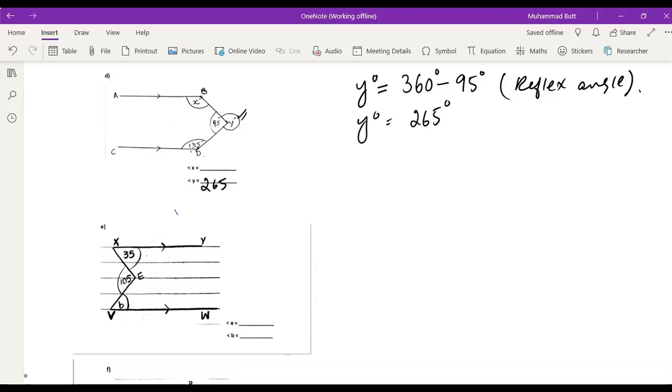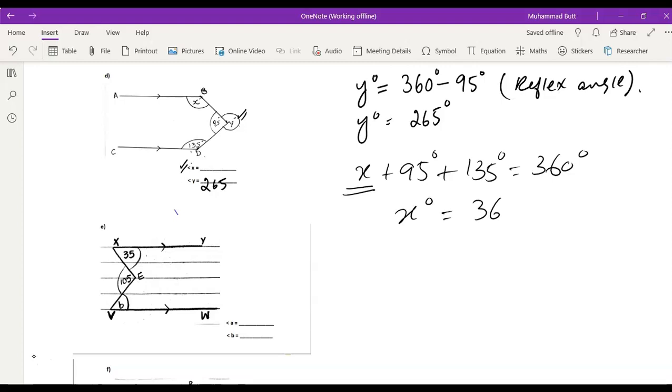Now we'll find out the value of angle X. As we know that X plus 95 plus 135 add up to 360 degrees. From this equation we can easily find out the value of angle X. These are the interior angles. So angle X would be 360 minus 95 minus 135, and the value of angle X is 130 degrees.